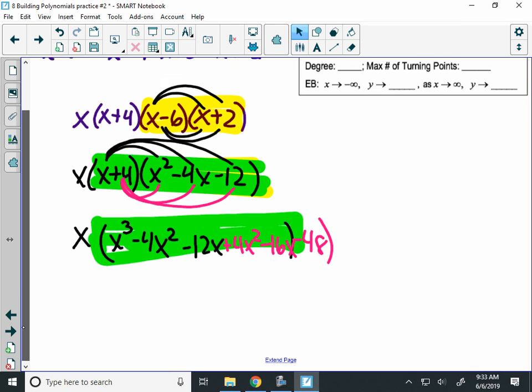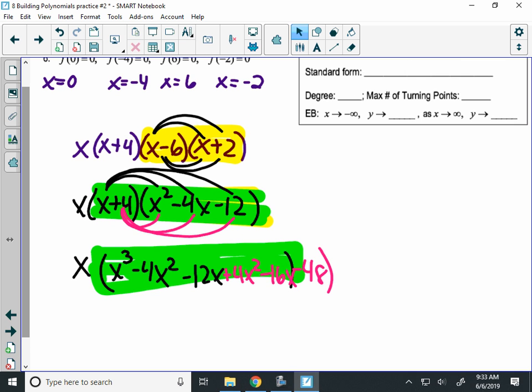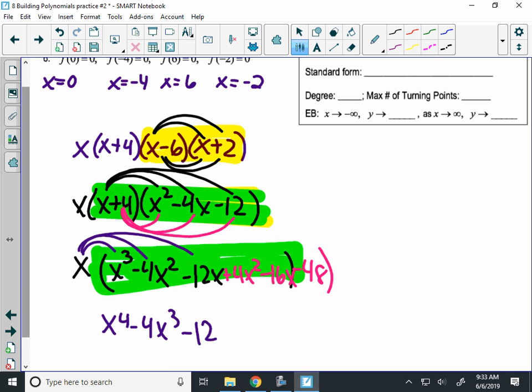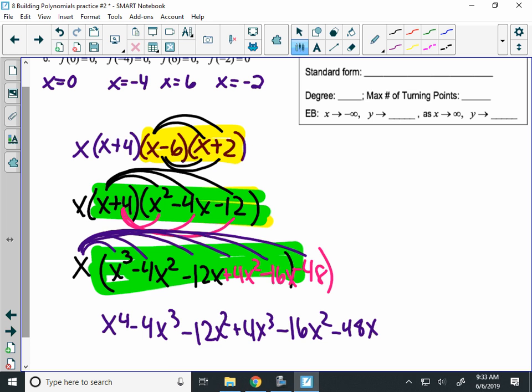That's a lot there. So I'm going to actually just distribute the x, and then we'll combine like terms. So when I distribute the x, I'll have x to the 4th. Minus 4x cubed. Minus 12x squared. Plus 4x cubed. Minus 16x squared. And then minus 48x. Okay, now we combine like terms to get our standard form. X to the fourth is the only x to the fourth, so that's the first term. X cubed, I have negative 4, positive 4. Those actually cancel off, so there's no x cubes in my answer. Negative 12x squared and negative 16 would be negative 28x squared.